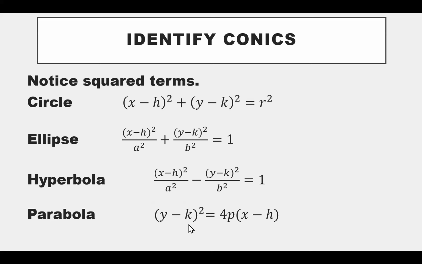And the parabola is probably the easiest one to identify because with the parabola, we'll have a y squared term. If I have this form, we'll have a y squared term, but no x squared term. If I have the other version of the parabola, I'll have an x squared term, but not a y squared term.